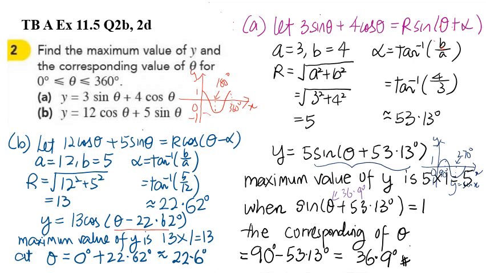Then how about 360? If it's 360, then theta will equal 360 plus 22.62, and you see that this answer will be out of my range, because my theta is between 0 degrees and 360 degrees inclusive. So even though cosine 0 gives you 1 and cosine 360 also gives you 1, we only accept this answer because it is within the range. This answer is out of the range.